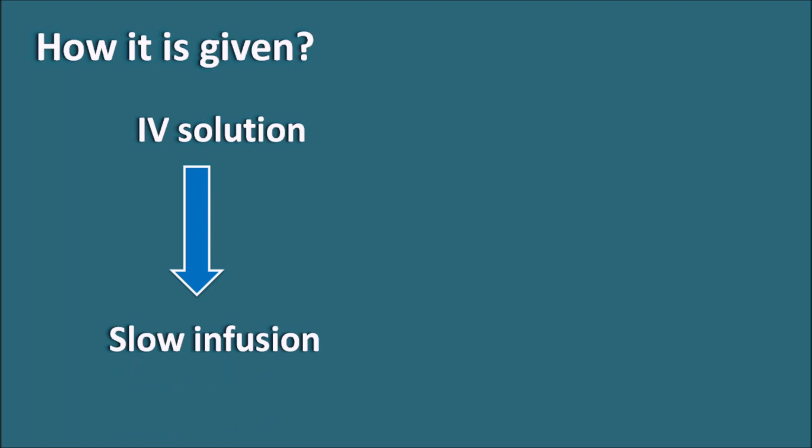How is it given? As this drug is going to produce oral toxicity, it is not available by the oral route, and this drug is given as an IV solution which can be given as a slow infusion. If it is given as a rapid injection, it may produce some myelosuppression, that is bone marrow depression. So it should be slowly injected. And this drug is also available as a cream for the treatment of skin cancer by the topical route.